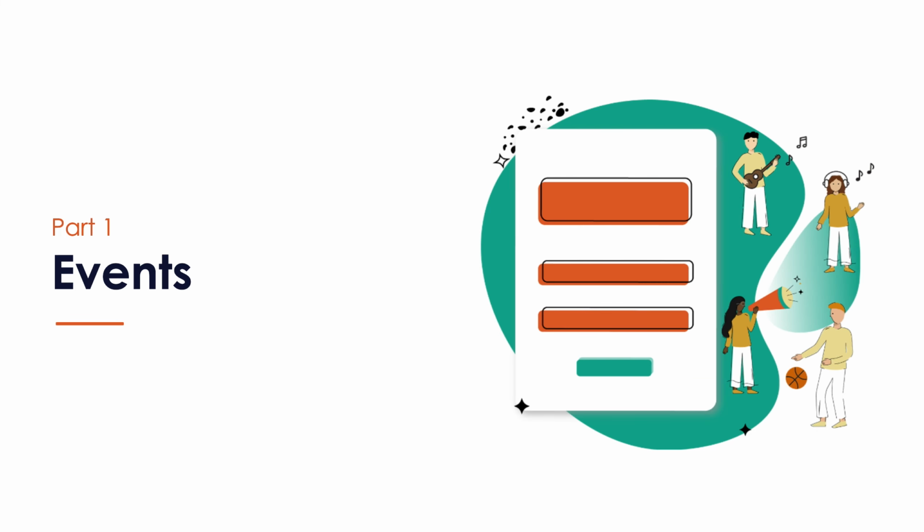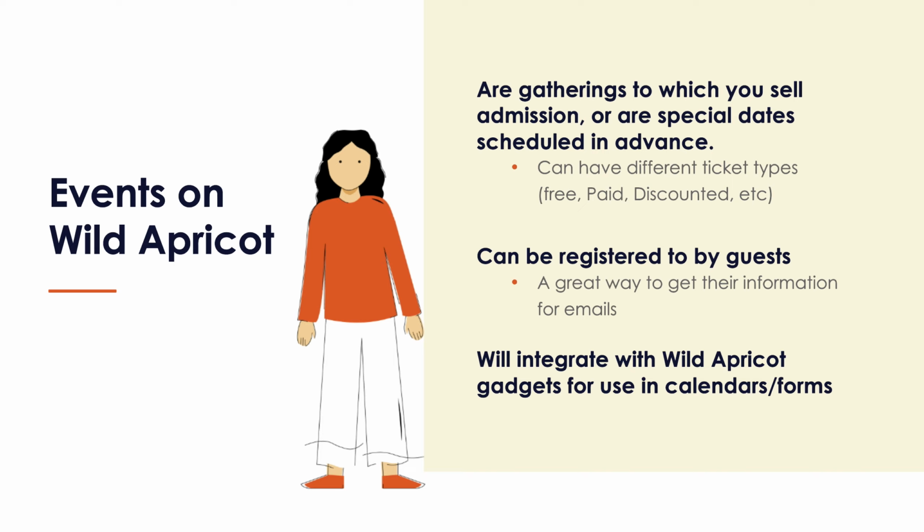So, let's dive in. First and foremost, what are events in Wild Apricot? Well, they're gatherings to which you sell admission or special dates scheduled in advance. And they may be virtual, they may be in-person events, but there's something you'd like to collect advanced registrations for in some way, whether it's just a yes or no, it's a free registration where you just want them to fill out a form, it's a paid registration where you're going to be taking payments for your event, or if you just want to offer discounts to certain people.